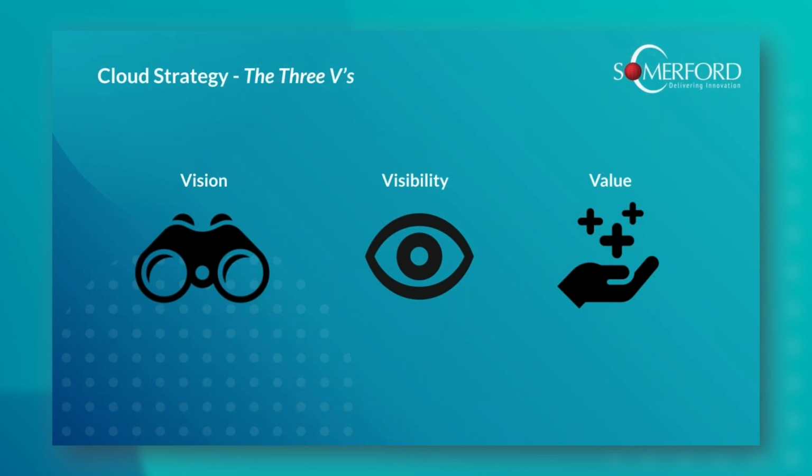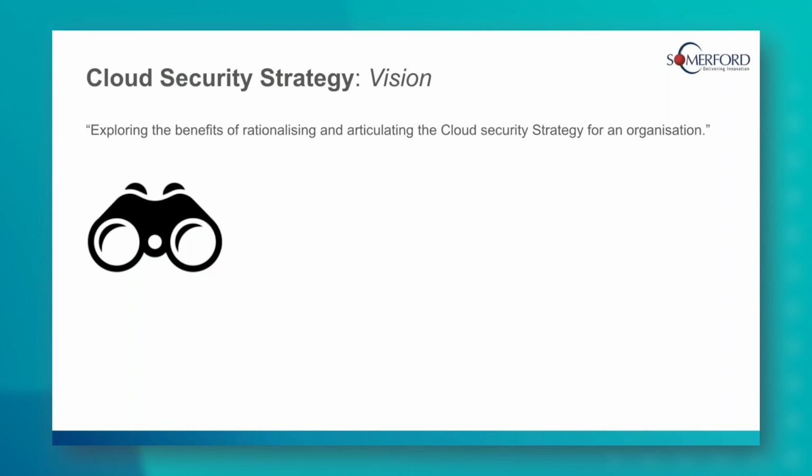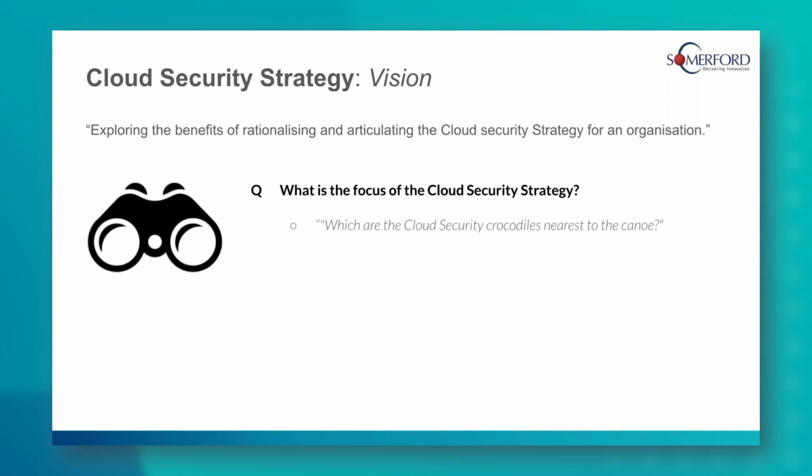So firstly, vision. This is typified as exploring the benefits of rationalizing and articulating the cloud security strategy for an organization. So it's having a look inward and trying to really get to grips with what it is that we actually need to do. So the question might well be, what is the focus of our cloud security strategy? Which, if we put it in simple terms, is: what are the cloud security crocodiles nearest to the canoe?